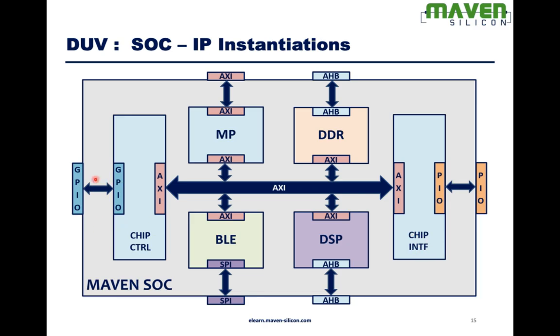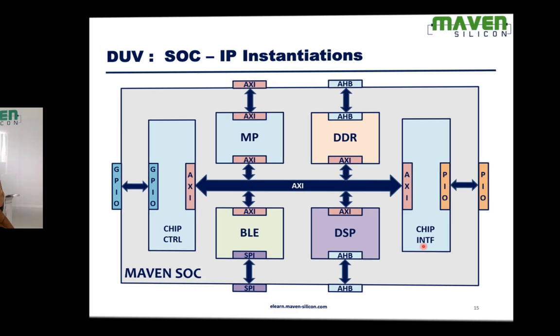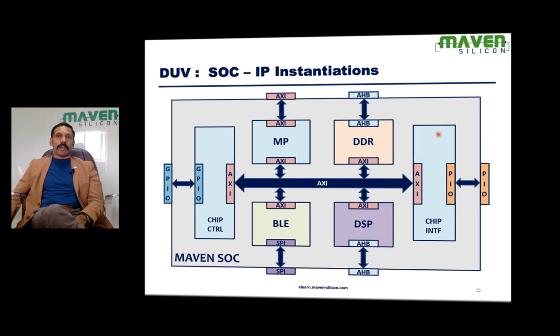This chip control converts the GPIO protocol into AXI protocol, because within the chip everything will be communicated in terms of AXI protocol. At the other end, the same thing happens. It converts the external protocol into AXI. So this chip interface supports multiple protocols. It's your option if you want to have different kinds of protocols like USB, SPI, UART. In this case, you want to support three different protocols: USB, SPI, UART.